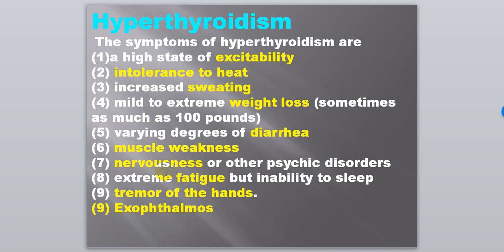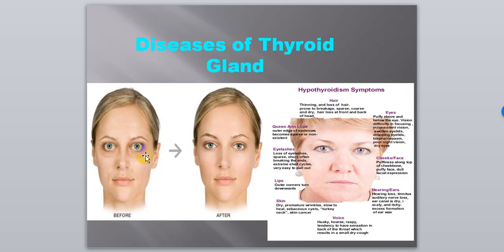Nervousness and a feeling of fatigue, but unable to sleep. He wants to sleep, but he can't. Tremor of the hands, and exophthalmos. Exophthalmos, as occurs in this figure, look at the eye: normal. This woman suffered from hyperthyroidism. After treatment, the eye becomes normal. So exophthalmos means protruding of the eye from its socket.